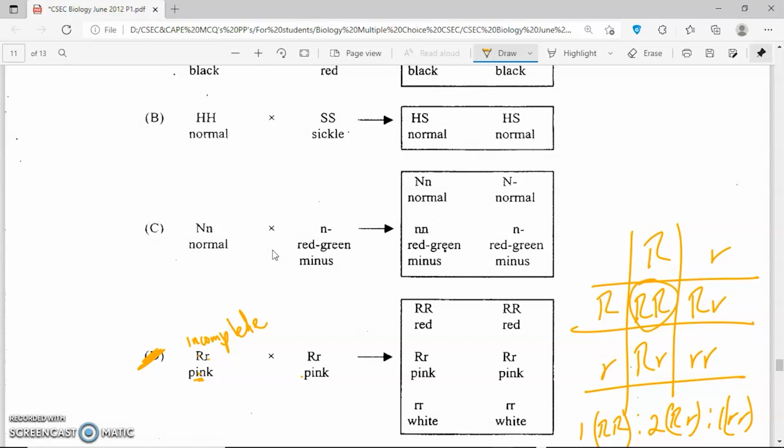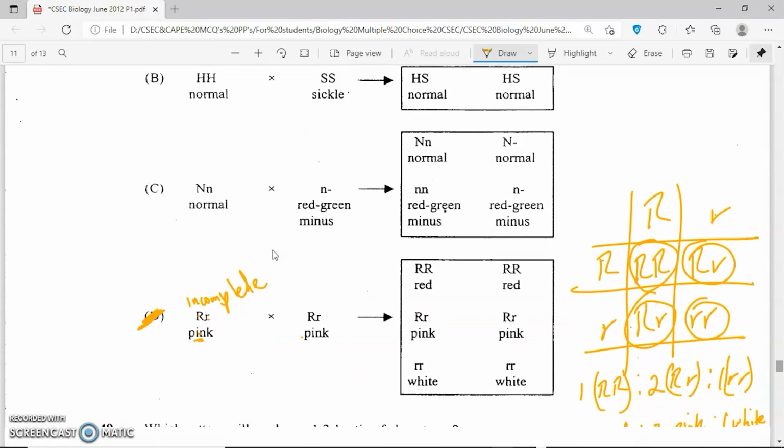Okay, then here big R and small r would give you big R, small r here, and then here small r and a big R would give you a big R, small r here, and then you would get small r in the last cell of that Punnett square. So you have one big R, or one homozygous dominant, two heterozygous, and one homozygous recessive.